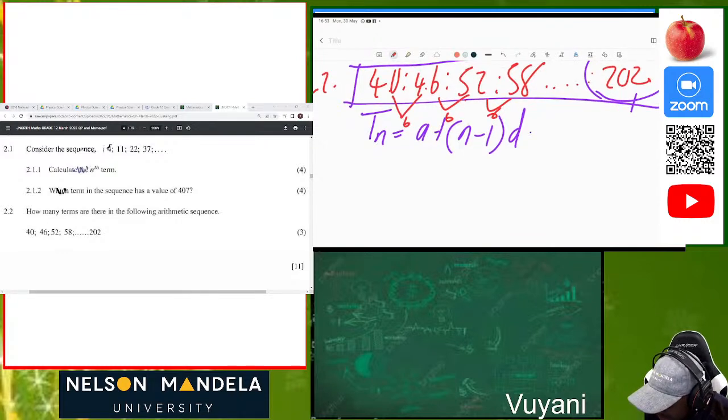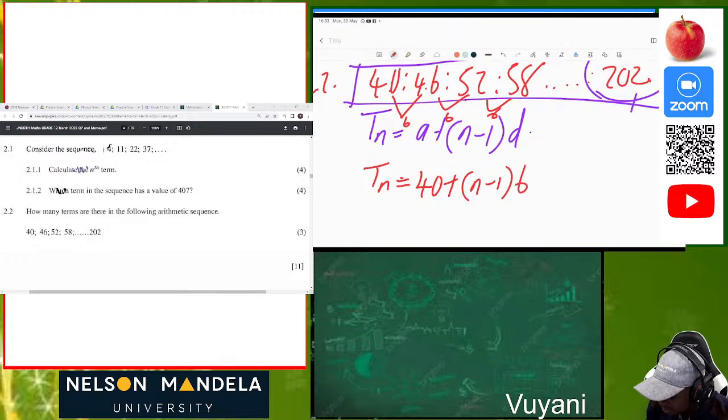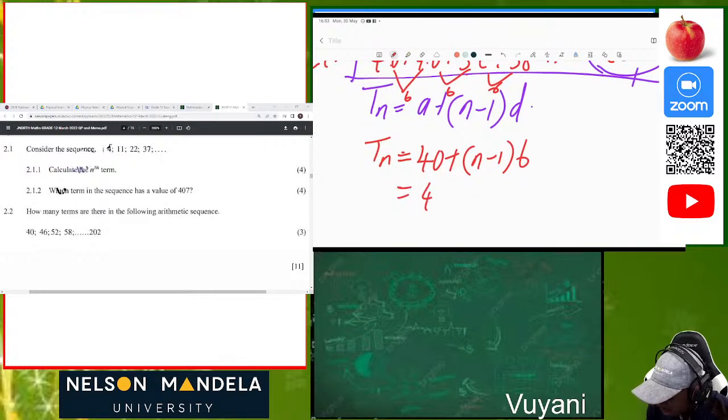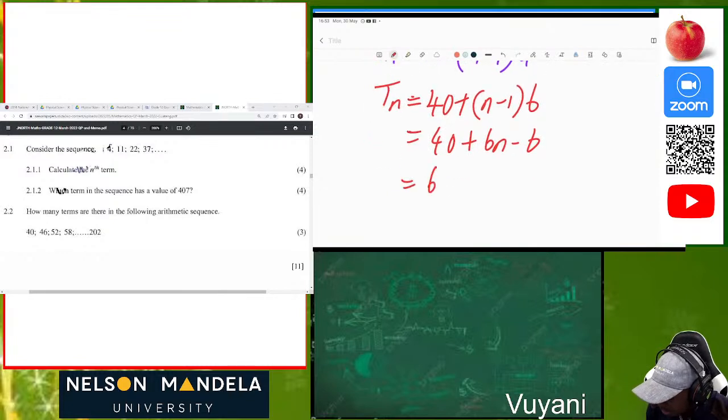So now let's substitute. Tn will be equal to, what is a? a is the first term of the sequence. In this case, it's 40 plus n minus 1 times 6. Then it will be 40 plus 6n minus 6. Then that would therefore be 6n plus 40 minus 6, guys. 40 minus 6, that's 34. So this is our Tn.